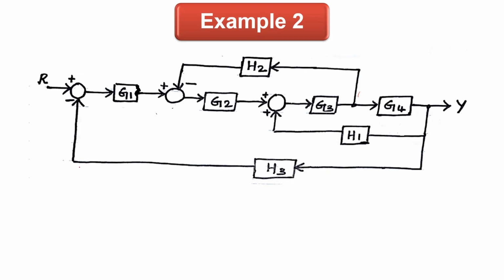As you can see, we can shift this summing point from here to here, and then we can interchange the two summing points, because this summing point would come at this point. This is also something we can do, and then G1 and G2 would come in cascade, and accordingly we can simplify.